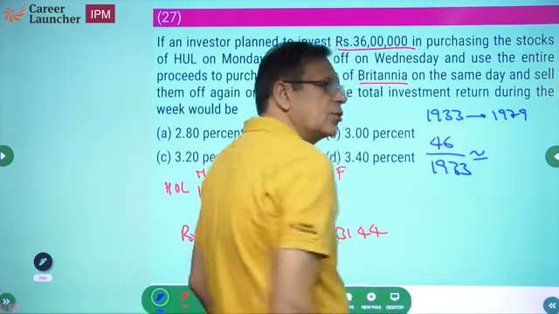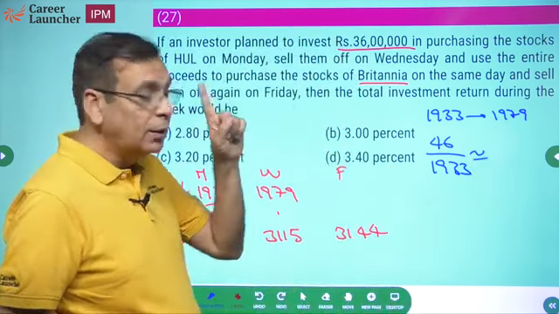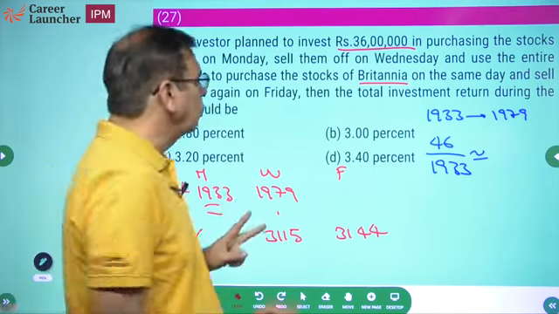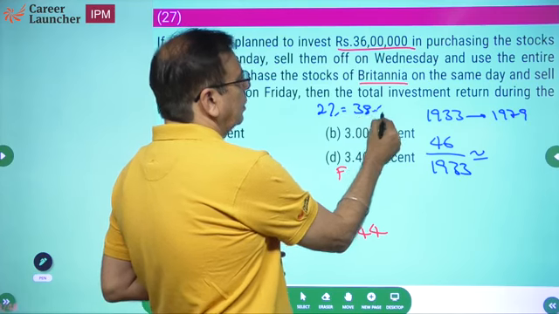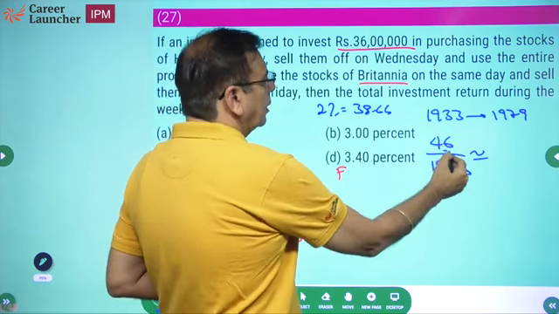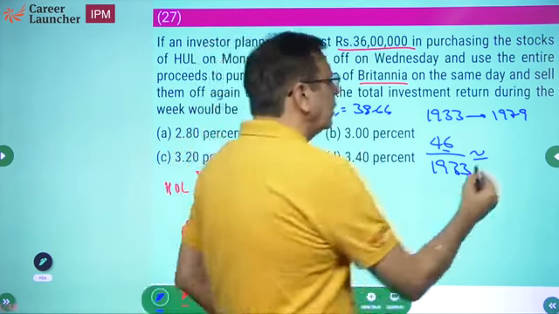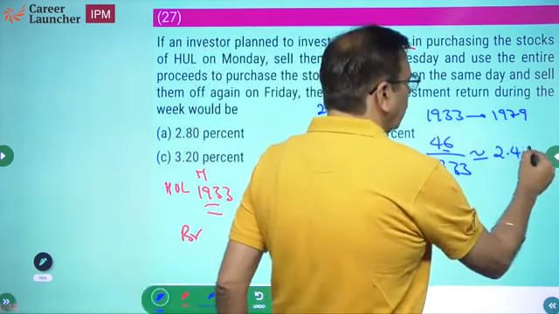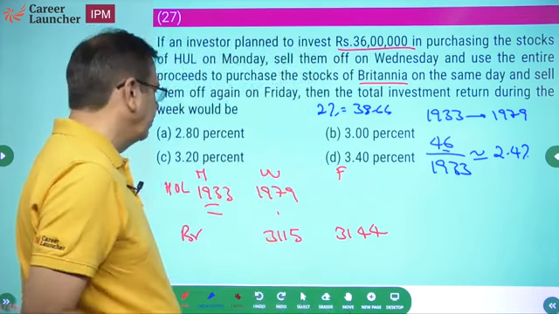What is this in percentage terms? 10% will be 193, 1% will be 19.3, 2% will be 38.66, and this will be another 8. So can I say you will get somewhere around less than 2.5% gain? So this is a 2.4% gain is definitely there. Somewhere around 2.4% gain is there.